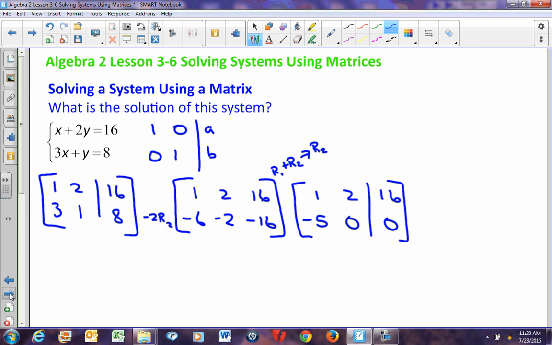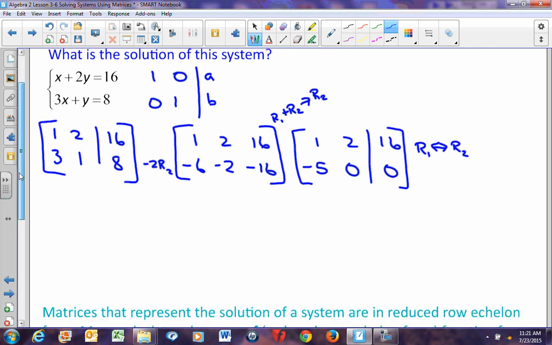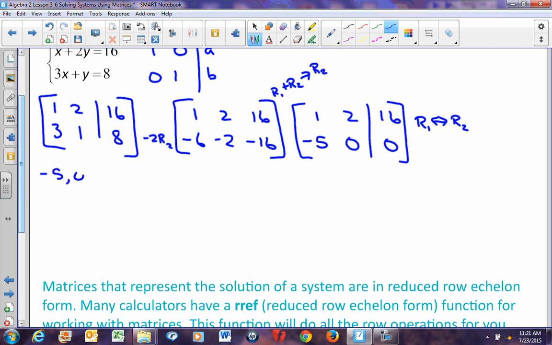Right? So now what I need to do is I look at this and go, I'm really close. I've got the one in the right place. I lost my other one, so you might go, well, you just messed this up. Now you've got all kinds of interesting things. Well, no, not necessarily. I'm going to interchange row 1 and 2. Right? Row 1 is going to interchange with row 2. So that's going to give me negative 5, 0. Oops, I don't need commas. Negative 5, 0, 0, 1, 2, 16. All I did was interchange the rows.